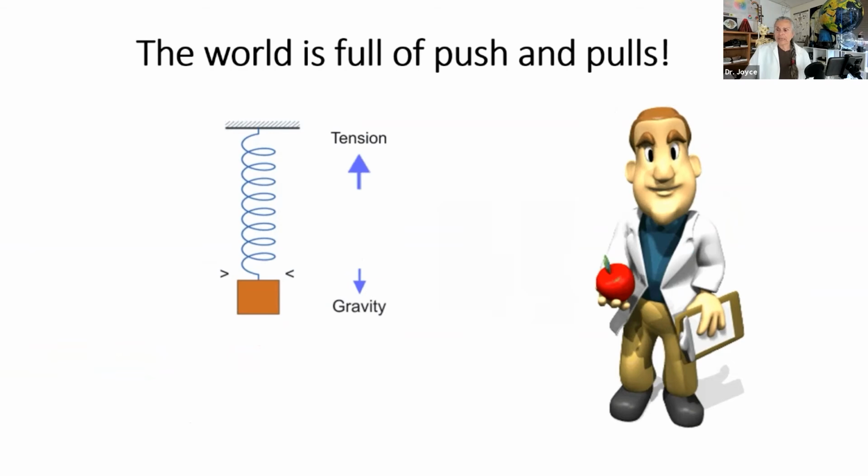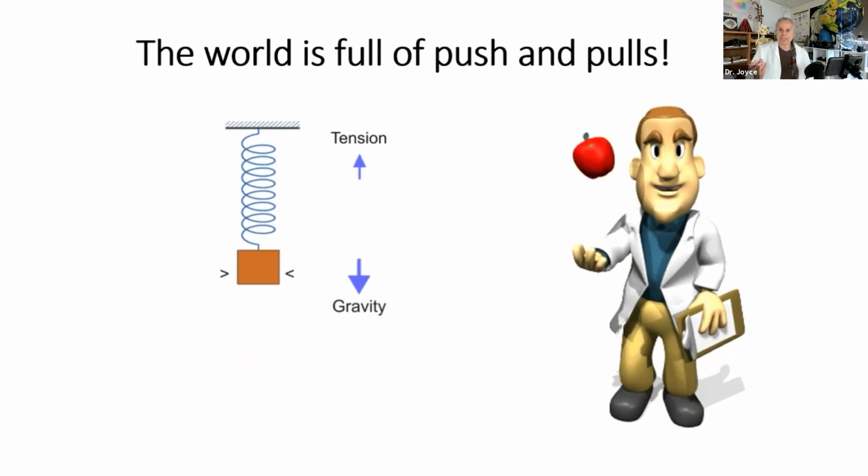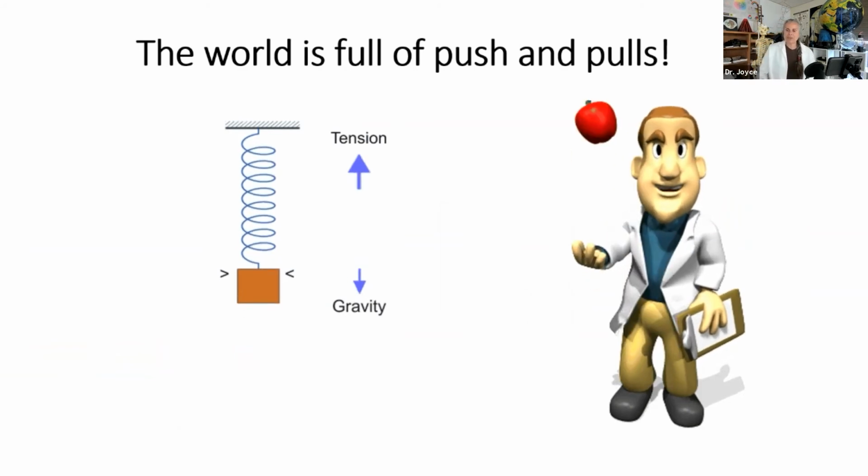Now, another way is this world is full of pushes and pulls. Remember the apple from Sir Isaac Newton? But look at this spring. The spring is holding in tension. And so as gravity pulls it down, the spring tries to bring it up. And that's what we call tension.